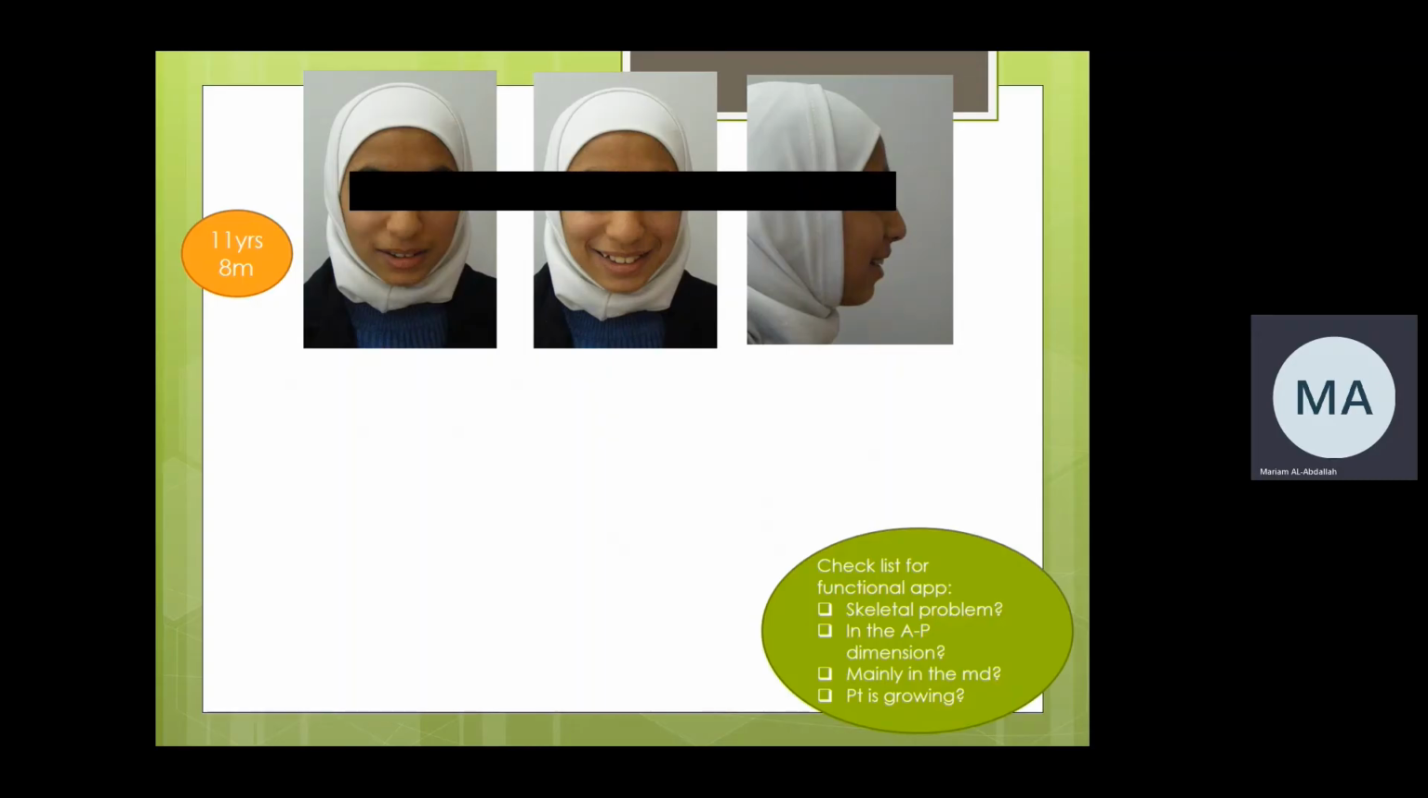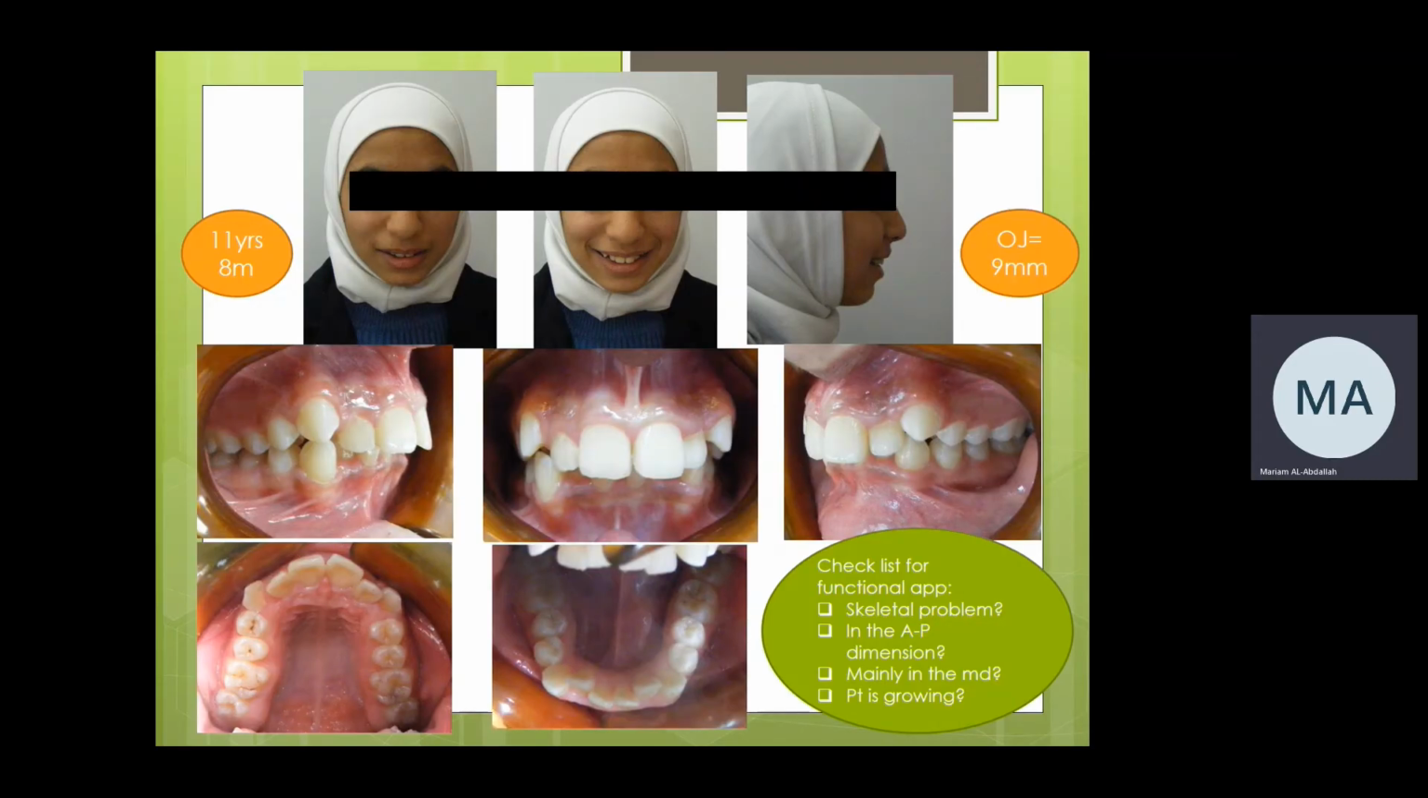So this is an example of a patient. She's 11 years and 8 months old. Overjet is 9 millimeters. She presented with a class 2 division 1 incisor classification with a class 2 buccal segment relationship, increased overjet and increased overbite.